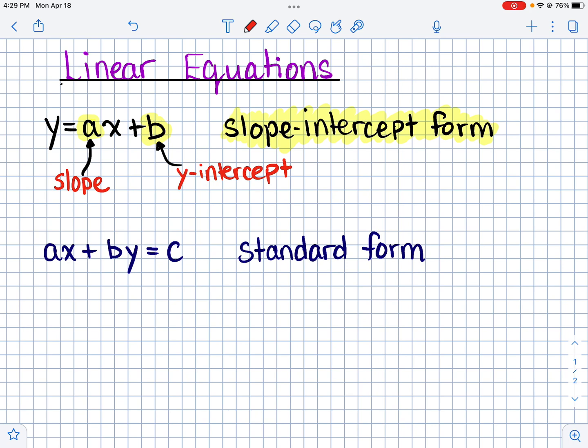But there are a few other ways you could represent equations. So this way is called standard form, and it looks like this: ax plus by equals c. You might also see it written with the c on the other side, and then the equation equal to 0. That could be called standard form as well. And it's just the slope-intercept form rearranged in a different way. So let me show you. You've got to use your algebra skills to rearrange things.